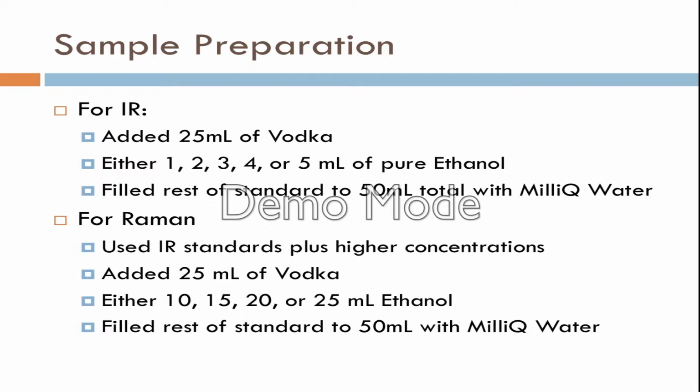For Raman, we knew that we needed to have higher concentrations of ethanol, so we added 25 mLs of vodka to the Falcon tubes like we did before. Then we added either 10, 15, 20, or 25 mLs of ethanol, and filled the rest of the sample to 50 mLs with MilliQ water. For Raman, we also used the previous 5 that we had made up for IR. We just wanted to have higher concentrations so that we would get better data.